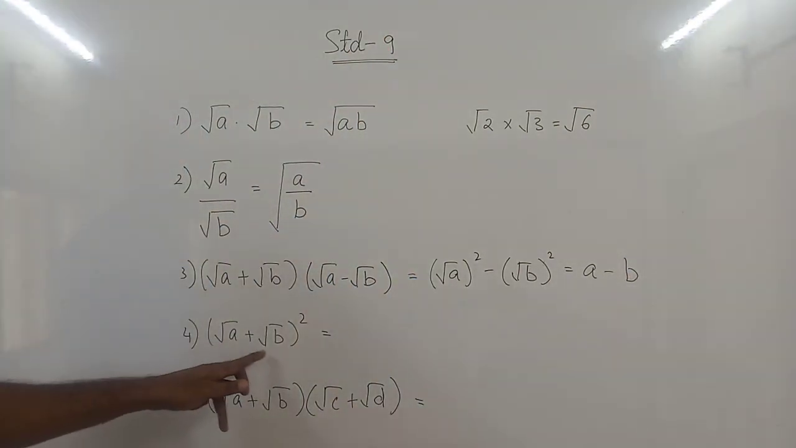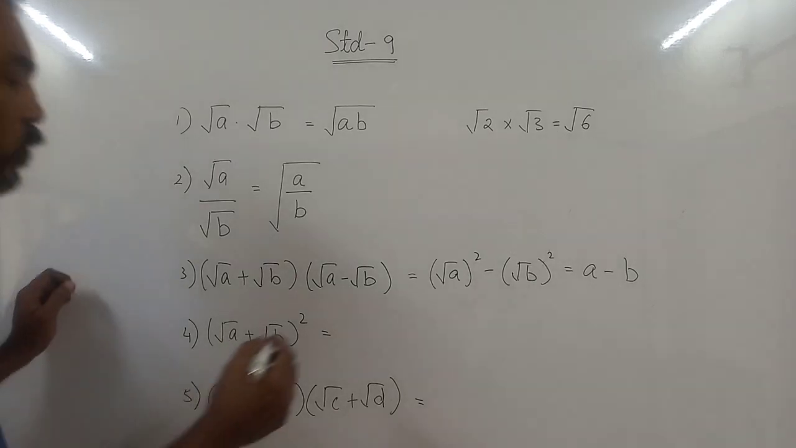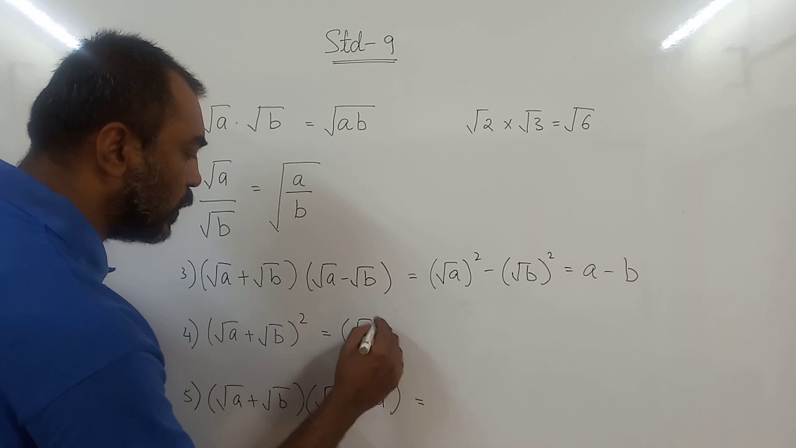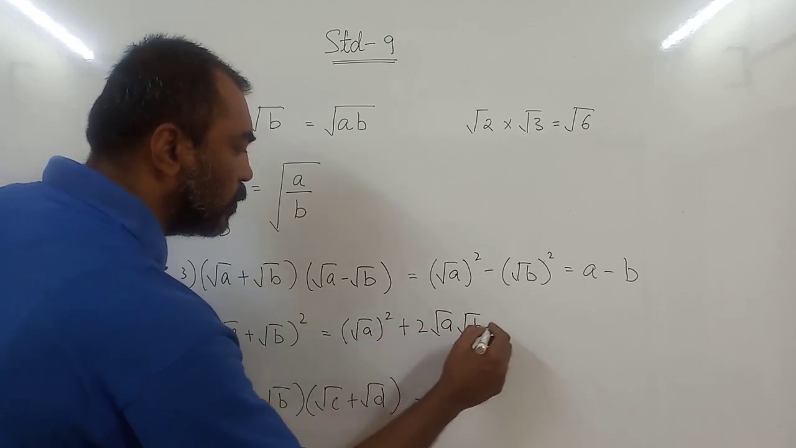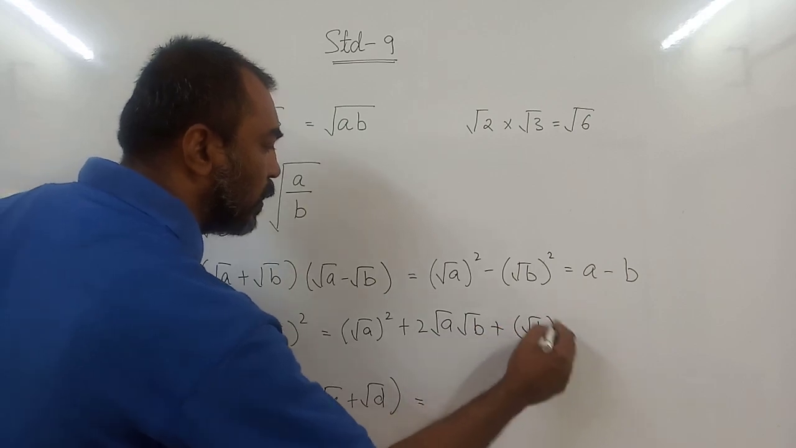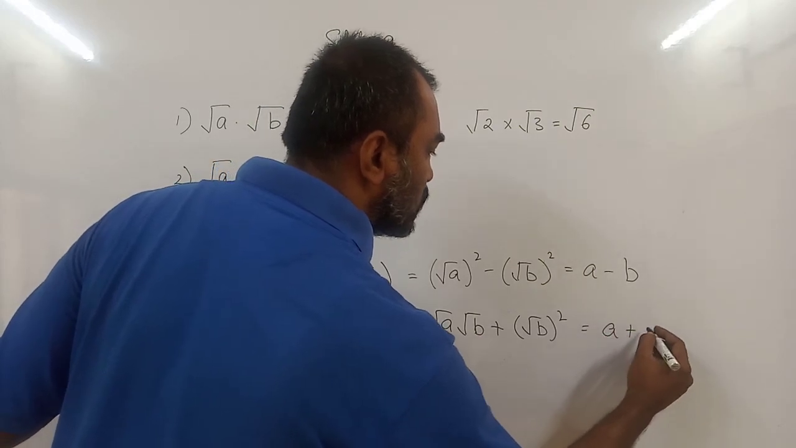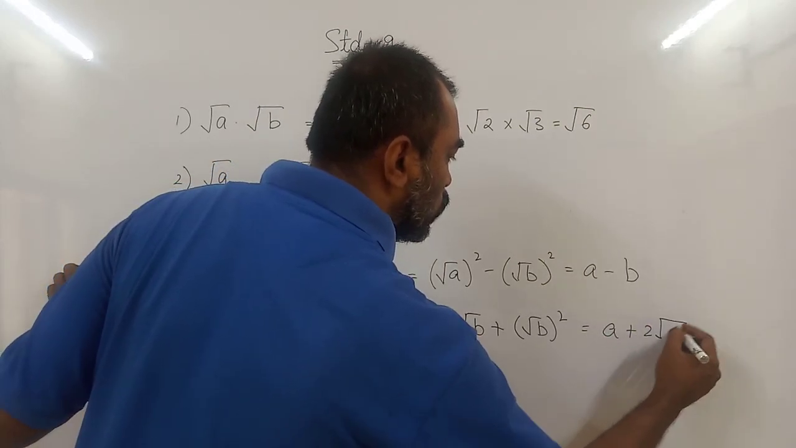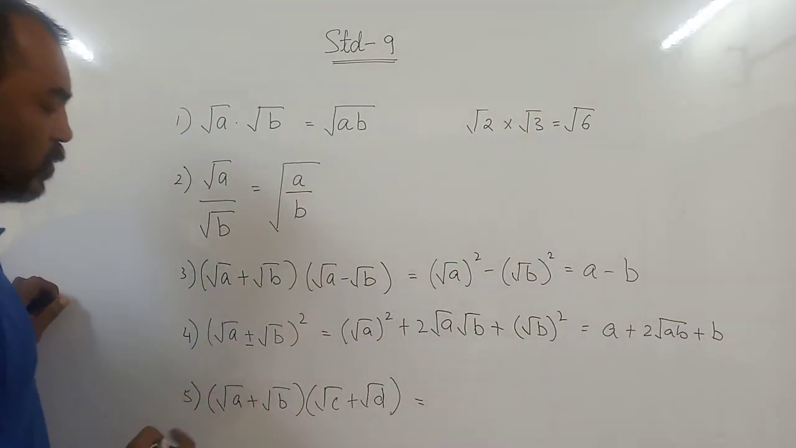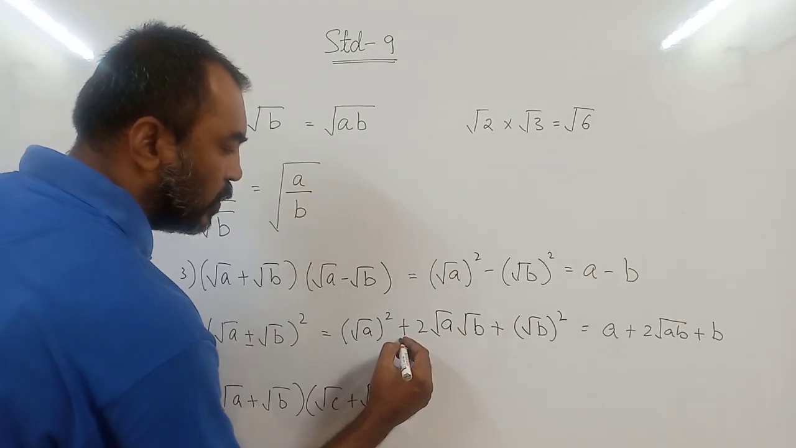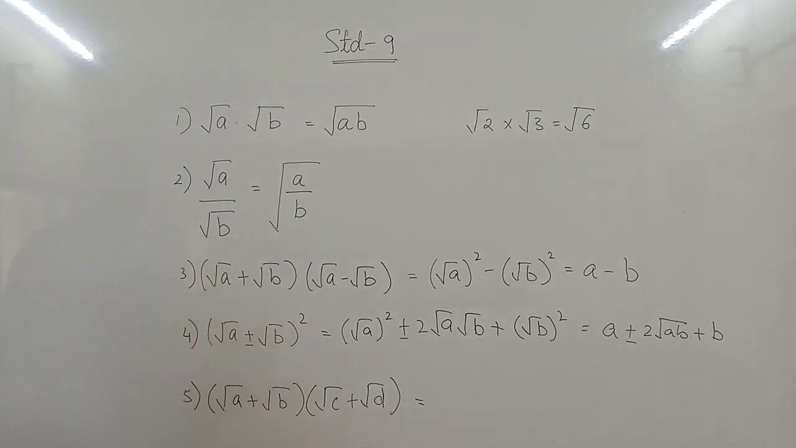Now comes root A plus root B the whole square. Now what was A plus B the whole square? A plus B the whole square was A square plus 2AB plus B square. Instead of A and B, root A and root B are used, so we have got A plus 2 root AB plus B. And the same formula works for minus also: A square minus 2AB plus B square. So we get A minus 2 root AB plus B.